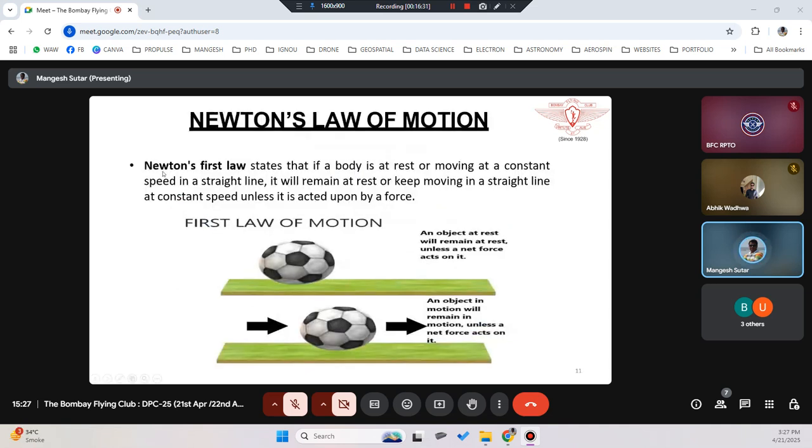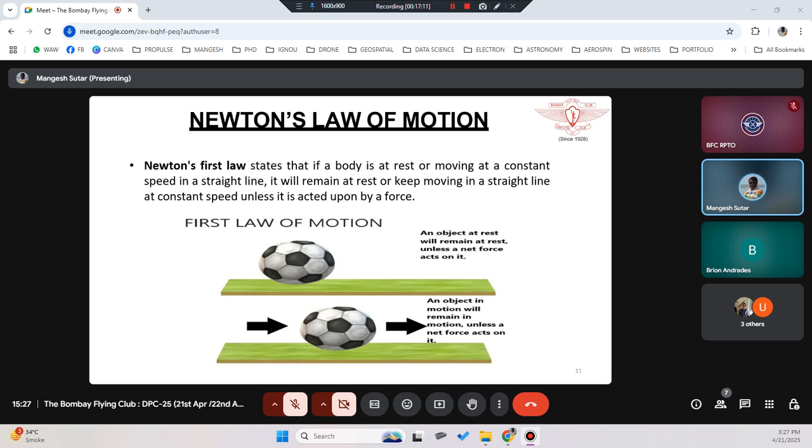Okay, so Newton's first law states that if a body is at rest or moving at a constant speed in a straight line, it will remain at rest or keep moving in a straight line at a constant speed unless it is acted upon by a force. The ball will be stationary if it is stationary. A ball in motion will continue to be in motion unless there is any force acting on it. Like you kick the ball, standing in a ground, you apply the pressure, the ball will start motion, but it stops after some time. Why does it stop? Friction with the ground. Correct, friction with the ground as well as air.